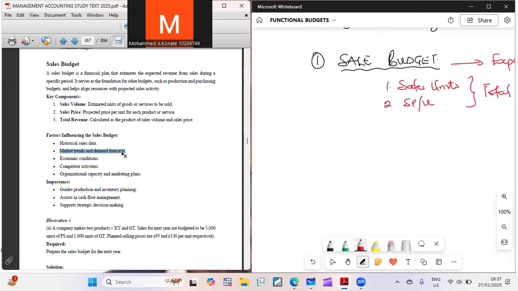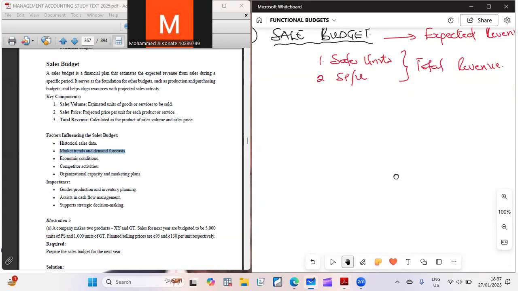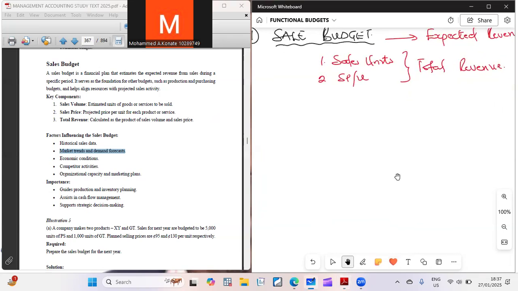Competitors' activities. What are competitors doing? If competitors are reducing their prices and we can't match, we can't sell more. All right. And organizational capacity and marketing plan. So if you have huge advertisement orientation, then it means you can also produce more. All right. So that is that. The sales budget is very, very important because it assists us in the production that we need to do, and our inventory planning, and also to know the cash flow that we need to keep.